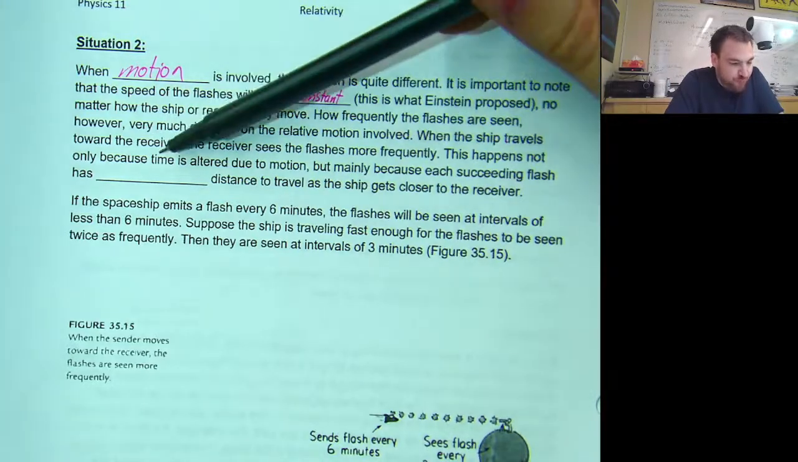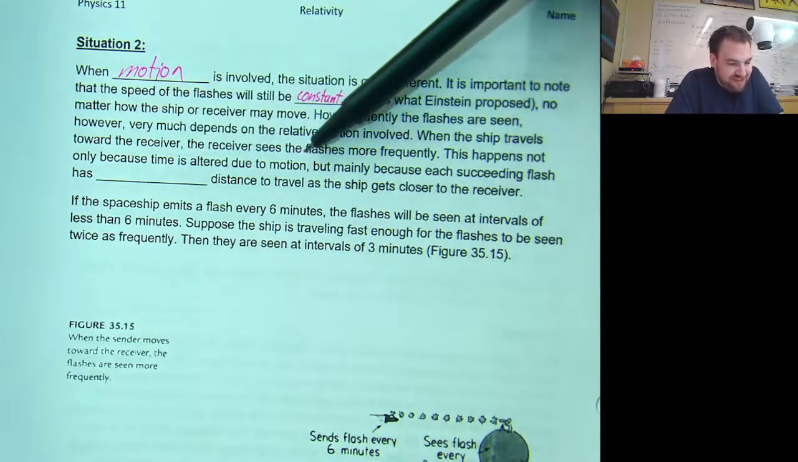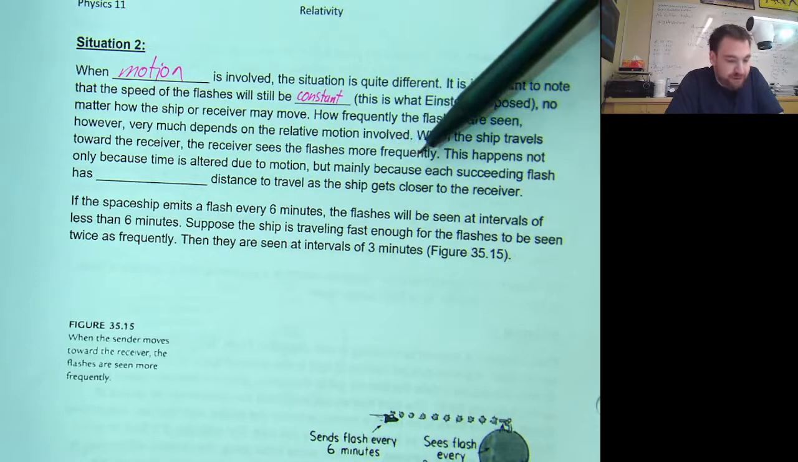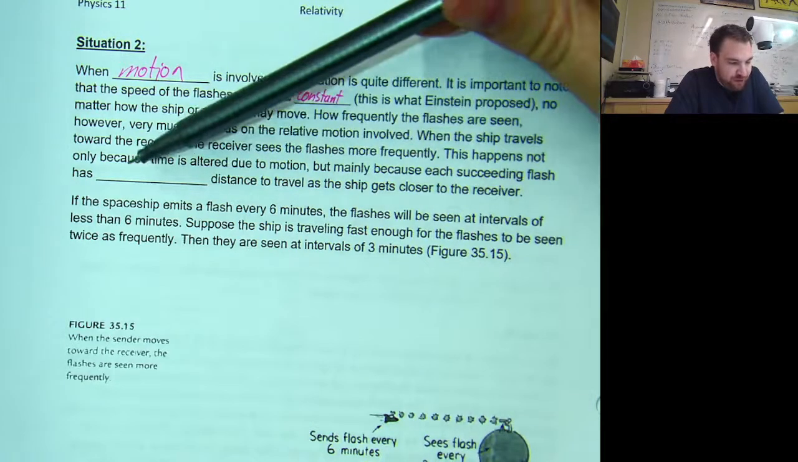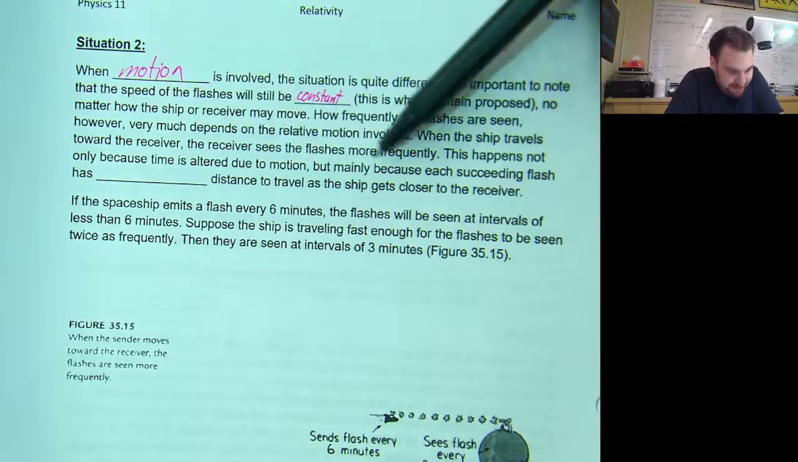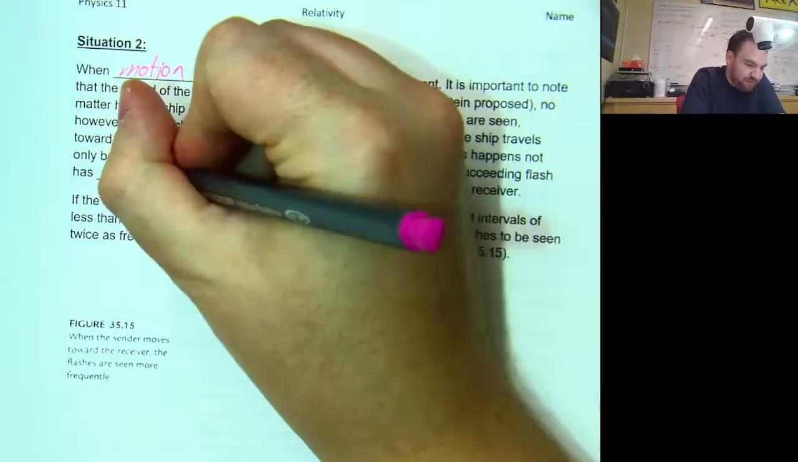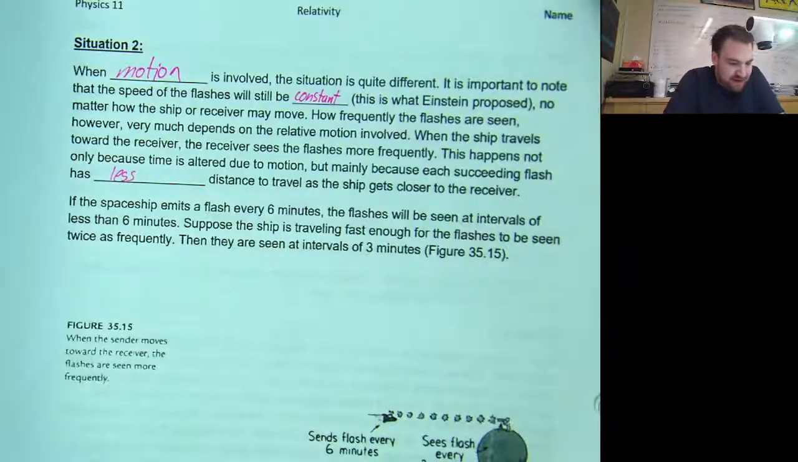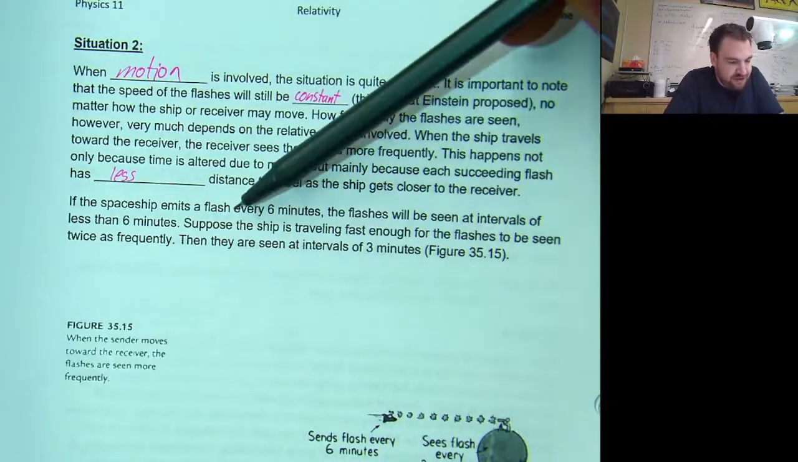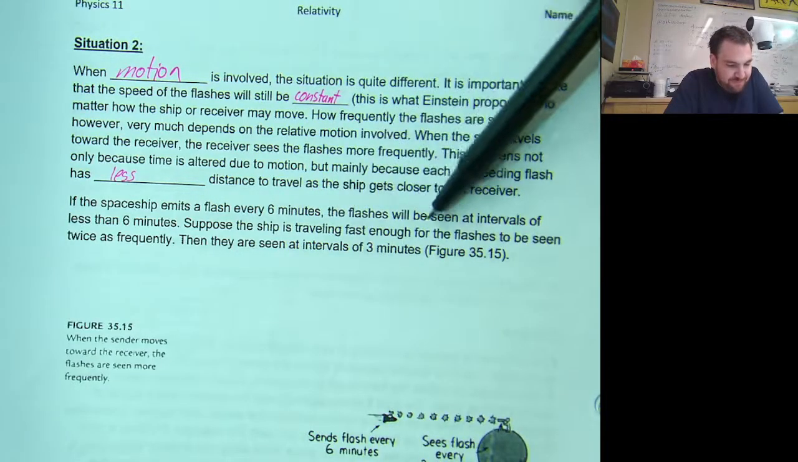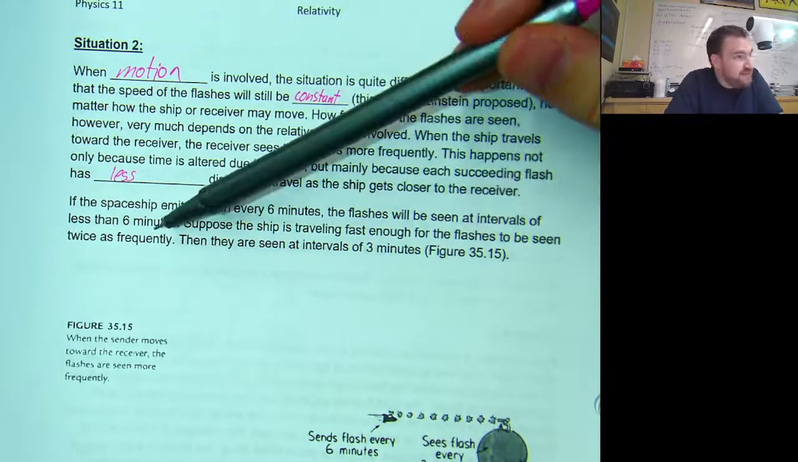When the ship travels towards the receiver, the receiver sees the flashes more frequently. This happens not only because time is altered due to motion, but mainly because each succeeding flash has less distance to travel as the ship gets closer to the receiver. If the spaceship emits a flash every 6 minutes, the flashes will be seen at intervals of less than 6 minutes.